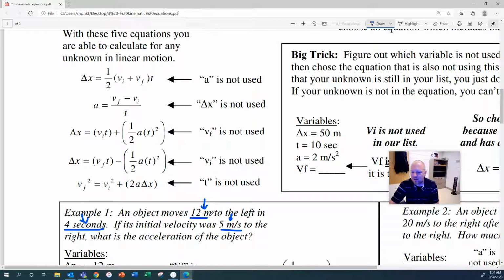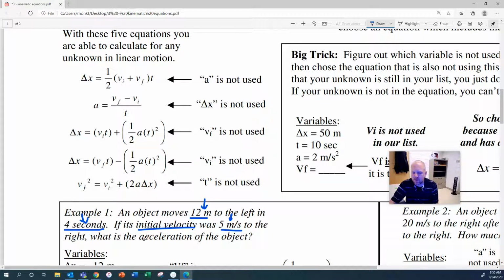And so I like to pay attention to units. 12 meters, that is a measure of distance. And so that is your delta x value. 5 meters per second, it says the initial velocity was 5 meters per second. If it's not giving you verbiage like this, what you want to pay attention to is this at the beginning or end of this scenario. And then 4 seconds is a time. And so that's step number 1, figure out what you're given.